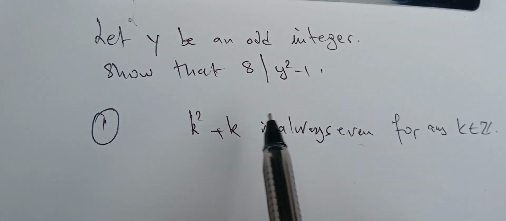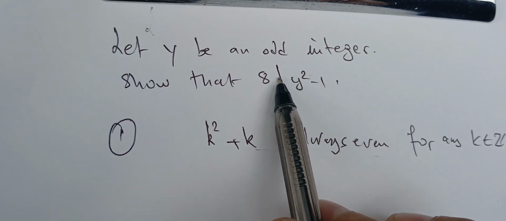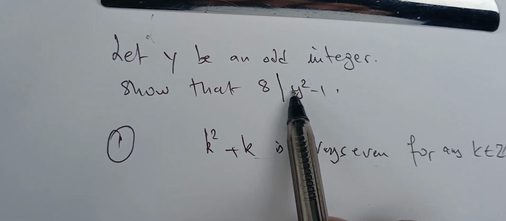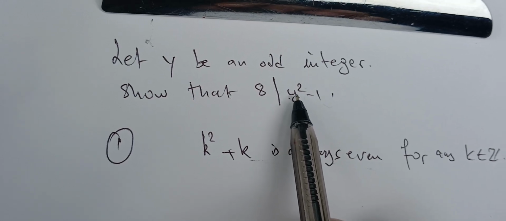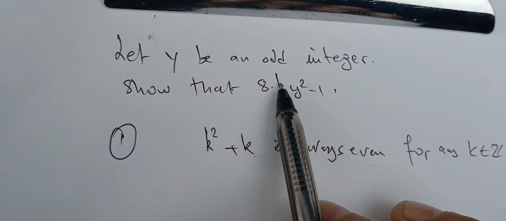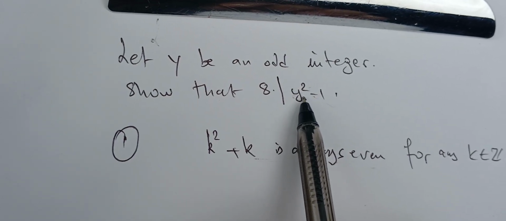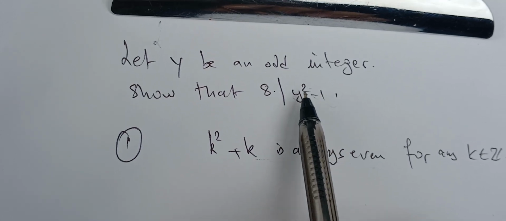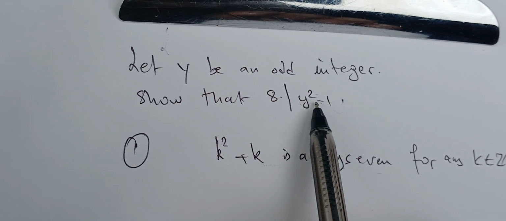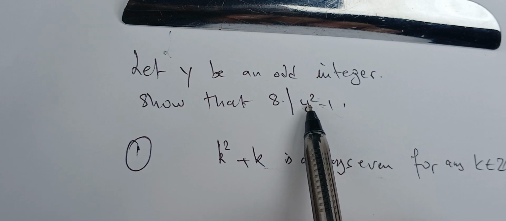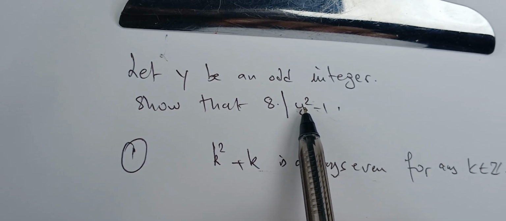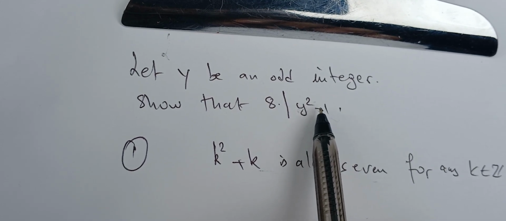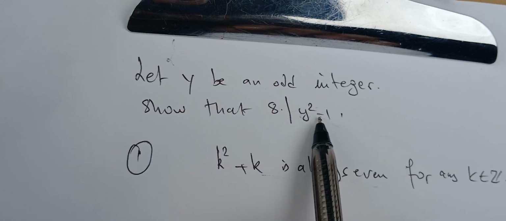So we're going to prove this result. But before, let's see if this result that 8 divides y squared minus 1 is true. When y is odd, let's say y is 1, so 8 divides 0. If y is 3, y squared minus 1 is 9 minus 1, which is 8. So 8 divides 8. If y is 5, we have 25 minus 1, which is 24, and 8 divides 24.